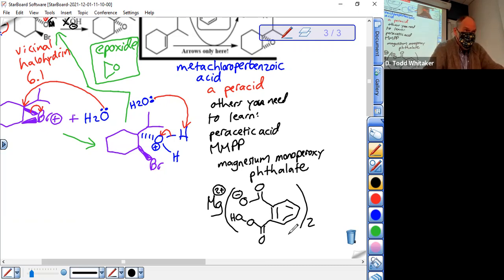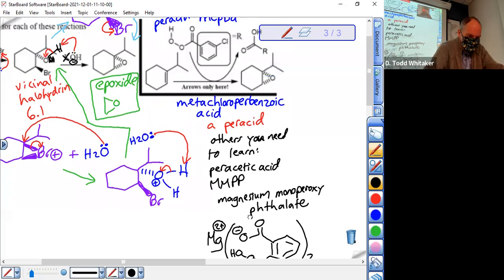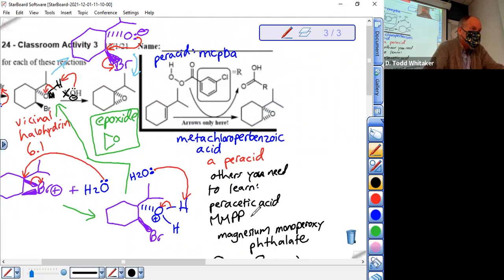The other ones are dangerous. MCPBA, you can't keep on the shelf long because eventually it's going to ignite or explode. And peracetic acid, you basically have to make it and use it immediately. It's not a nice one. This one, you can keep for years. It's a nice one. Anyway, all that talk, we just got to learn the mechanism.